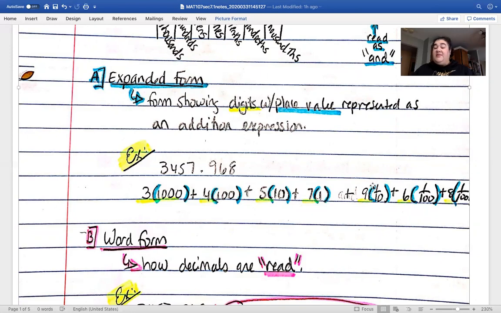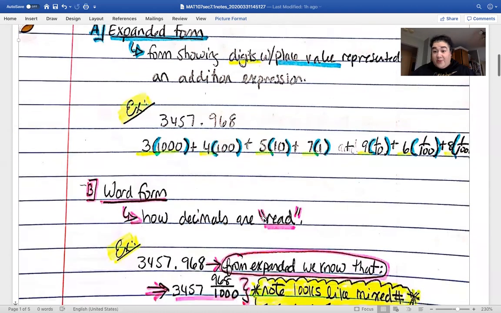So the 9 is in the tenths place, so it's times 1/10. The 6 is in the hundredths place, so it's times 1/100. And the 8 is in the thousandths place, so it's times 1/1,000, even though that kind of fell off here on the document. Now, when you're teaching this, it's important that you teach this well.